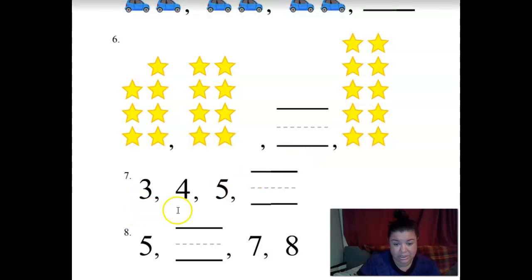And then look, this is just going to, it's not giving us pictures, it's giving us numbers. 3, 4, 5, what comes after 5? And I want you to practice writing these numbers because you need practice writing your numbers correctly. So pause the video and fill in the blanks now.